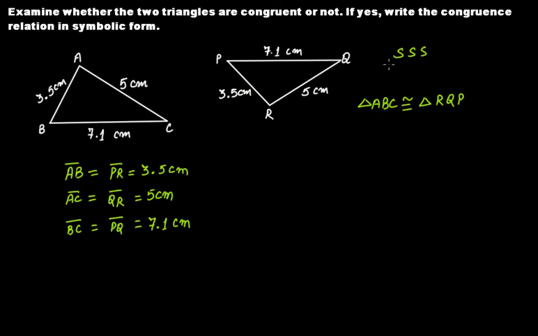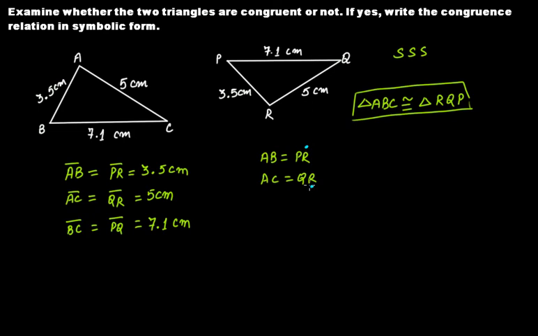Now, write the congruence relation in symbolic form. You have established that yes, these two triangles are actually congruent. Therefore, now you have to write the congruence relation in symbolic form. So from here you can clearly see that AB is equal to PR and AC is equal to QR. Here R is common and here A is common.